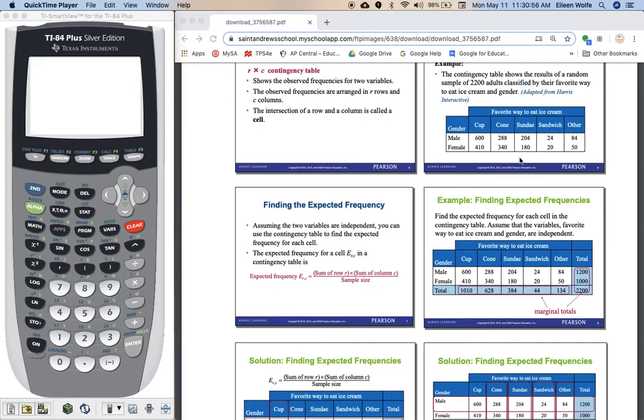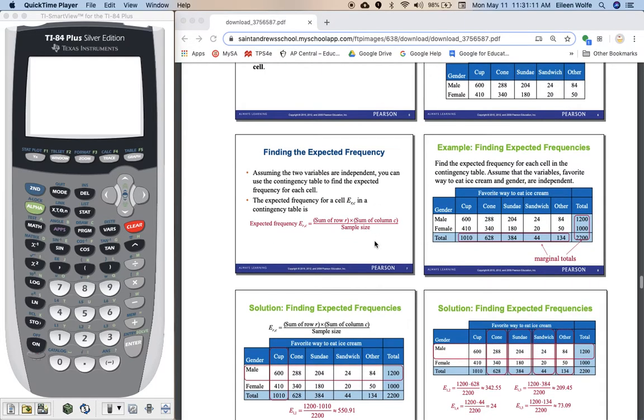So if Josh loves ice cream sundaes, we're going to record Josh as male sundae and put him in here. If Mary loves ice cream cups, we're going to record Mary over here as a female who likes cups.